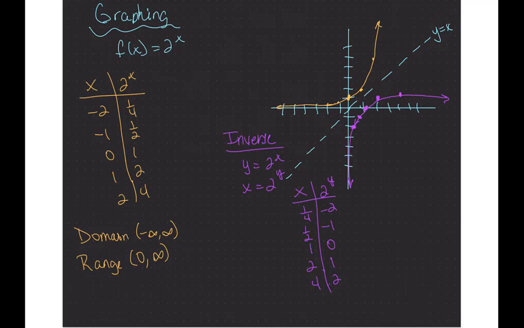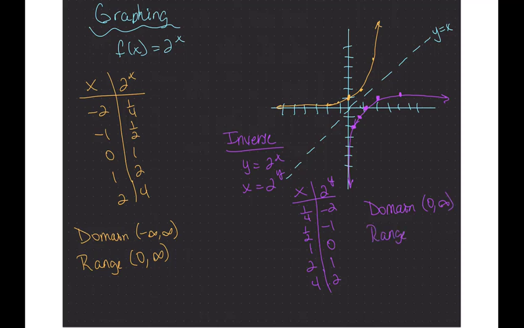Sound good? And then you can go through and figure out your domain and your range now for your inverse. Right? Go back to purple. So my domain is my x values. My smallest x value is getting really, really close to when x is 0. I just can never have x be 0. And then x is going to continue to go to positive infinity.